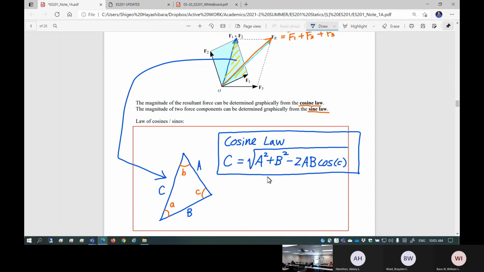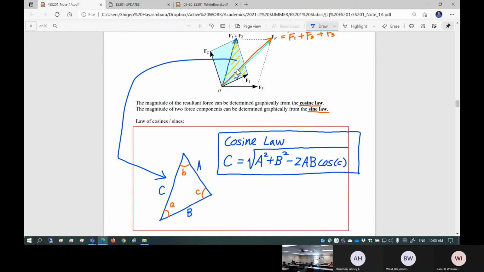So in other words, suppose you see a triangle and this length C is your unknown, but you know the lengths of edge A and B and also the angle in between, angle C. If you have that much information, you can determine the length C. That is actually used to determine the resultant, of course.